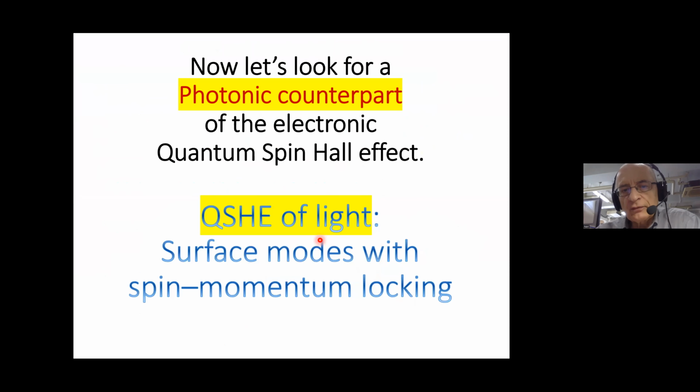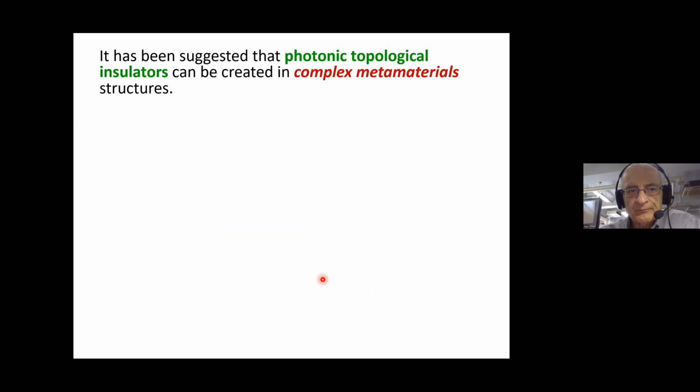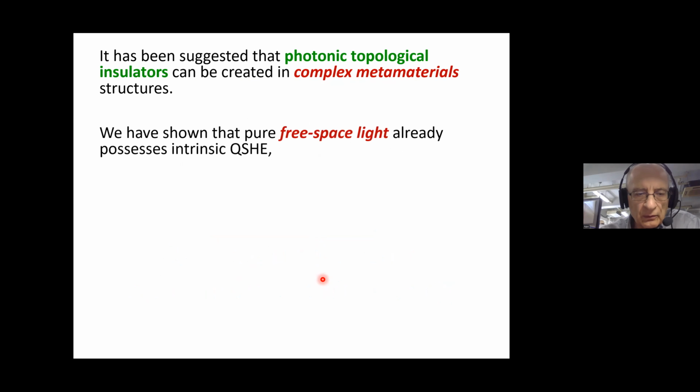So now let's look at the photonic counterparts of the electronic spin Hall effect, in particular the quantum spin Hall effect of light. So we need to look at surface modes with spin-momentum locking. That's our goal here. People have been looking at photonic topological insulators in complex metamaterials. We're not looking at this.